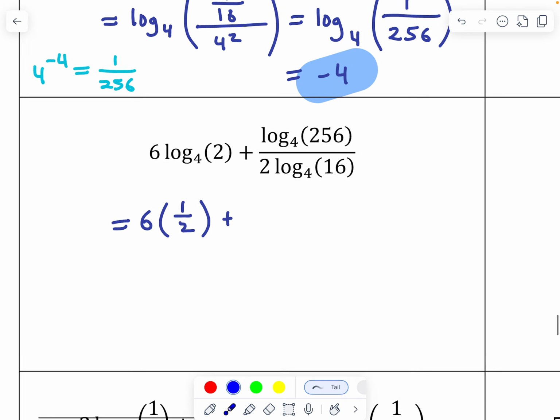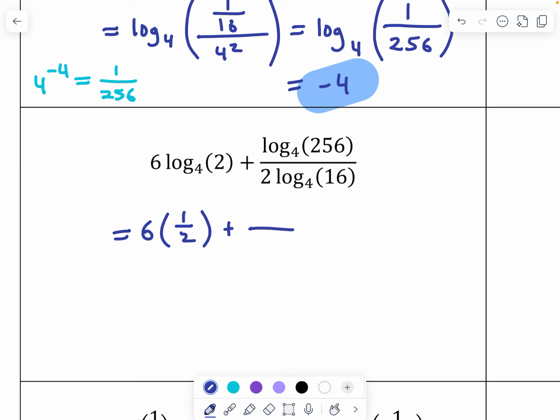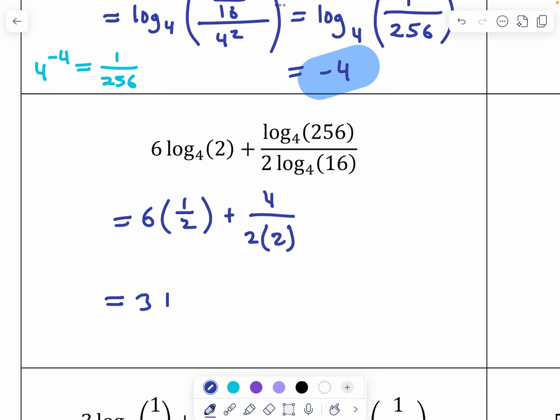plus. In the previous problem, we saw this. We have a similar situation here, except it's not a fraction, so this is going to be a positive 4. Positive 4 over 2 times, what is log base 4 of 16? Well, that's just 2. Half of 6 is 3, plus 4 over 4, or 3 plus 1, which is 4. Answer is 4. Go and try this one.